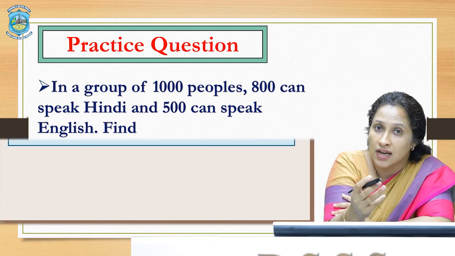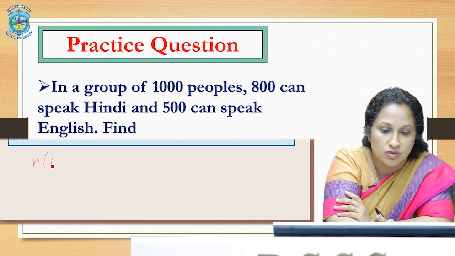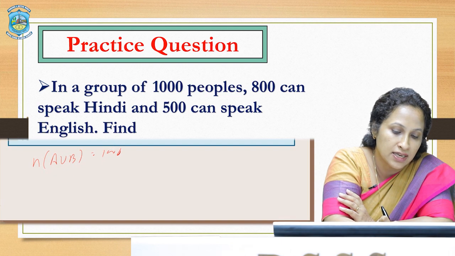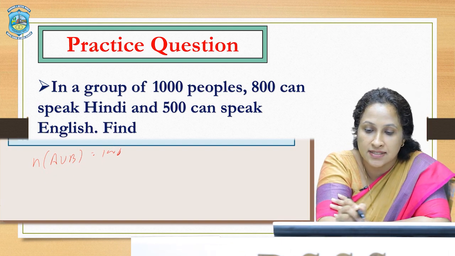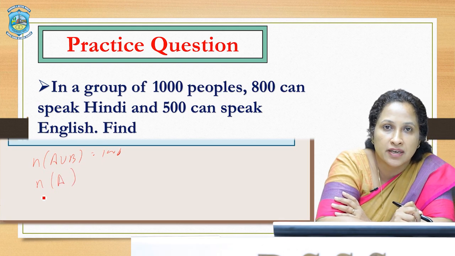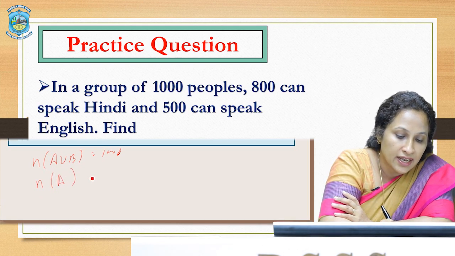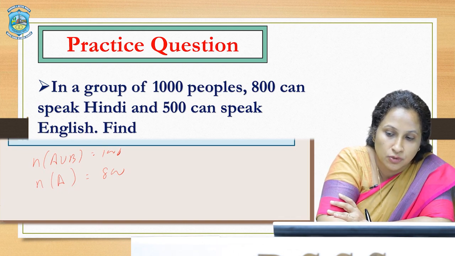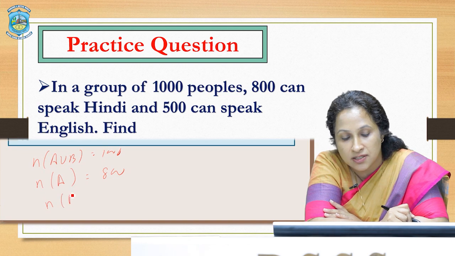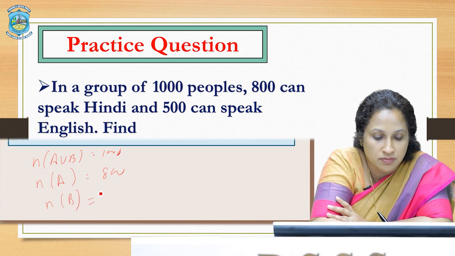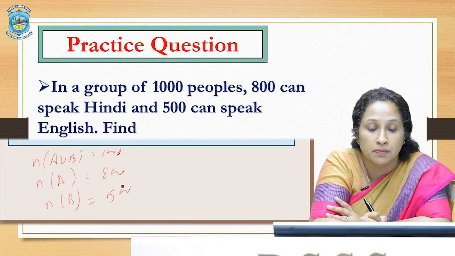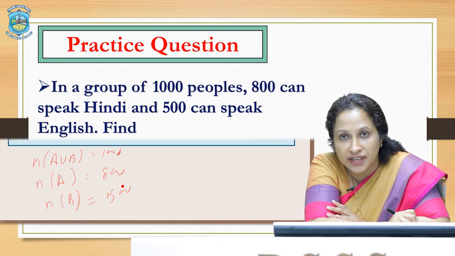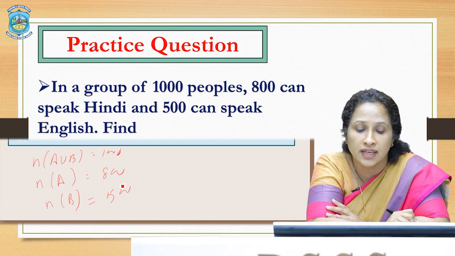So, let us understand what is given in the question. 1000 people, so we have n(A union B) is equal to 1000. What else is given? 800 people can speak Hindi. How do you denote that? Suppose you denote Hindi speaking people by A. So, n(A) is equal to 800, and 500 can speak English, meaning n(B), suppose English speaking people are denoted by B. So, n(B) is equal to 500. Now, you have to find out how many can speak both Hindi and English.